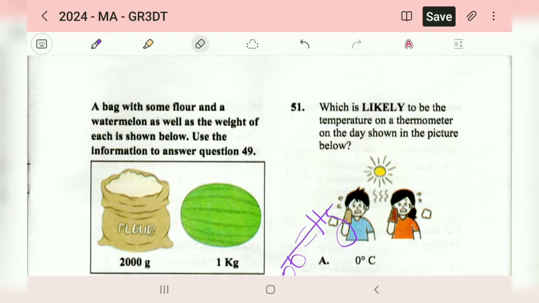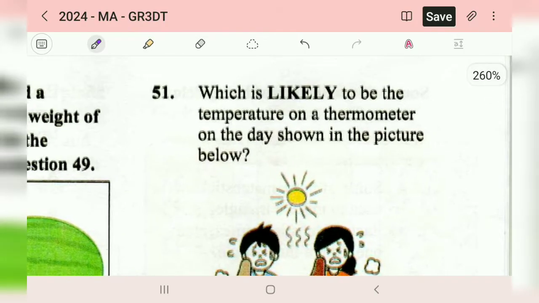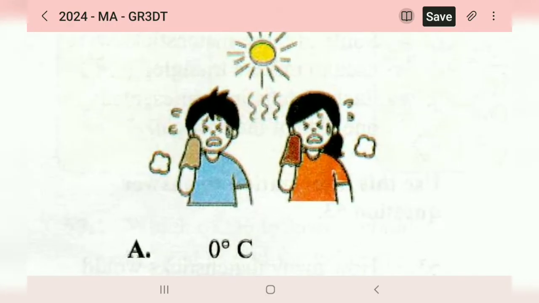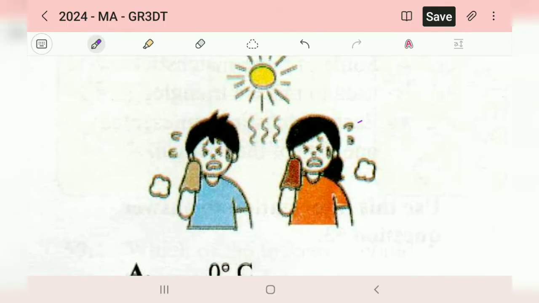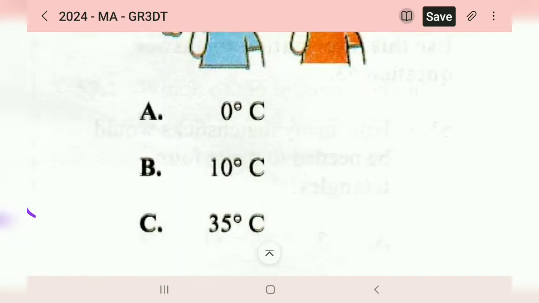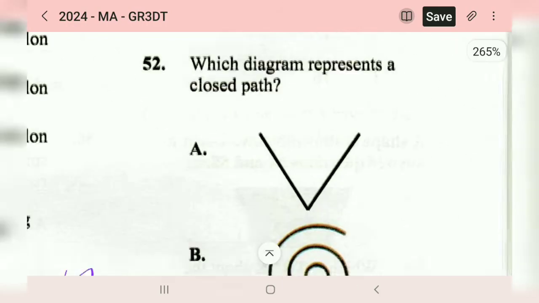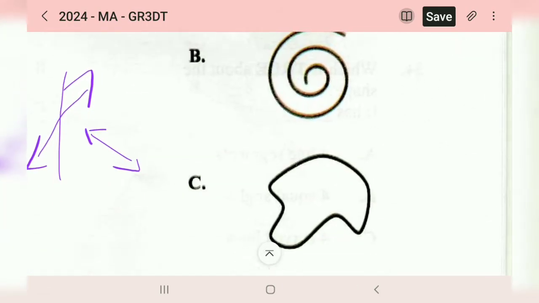All right, so let's look at 51. And it says here, which is likely to be the temperature on a thermometer on the day shown in the picture below. So look at these people. They might eat what they're eating. Popsicle, you see the boiling sun above, you see the rays, which is the heat of the sun coming down. And the things at the side are telling you that they're exhausted, hot and sweaty. All right? Let's see. It's going to be 35 degrees Celsius. Which diagram represents a closed path? Lock up. When you hear closed path, think of lock up. It's at C.